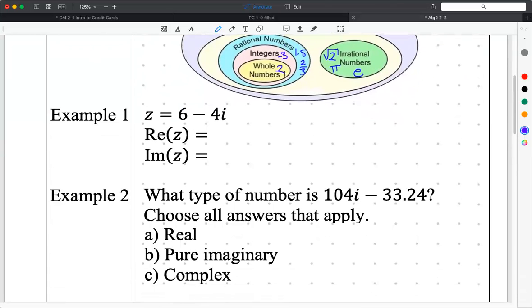This example is asking you, what is the real part of z? And what is the imaginary part of z? Again, don't write the i, only write the number in front of i. Can I get some hands that haven't spoken yet today? What is the real part of z? And it's not a trick question. Jade. 6. 6, done. And then be careful, the sign is important for the imaginary part. What is the imaginary part of this?